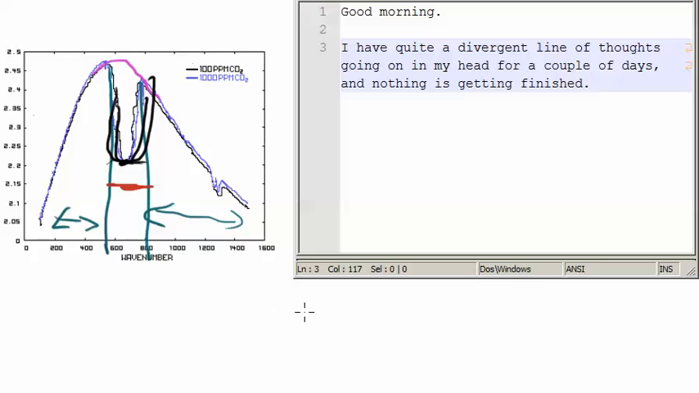Good morning. I have quite a divergent line of thoughts going on in my head for the last couple of days, and nothing is getting finished.